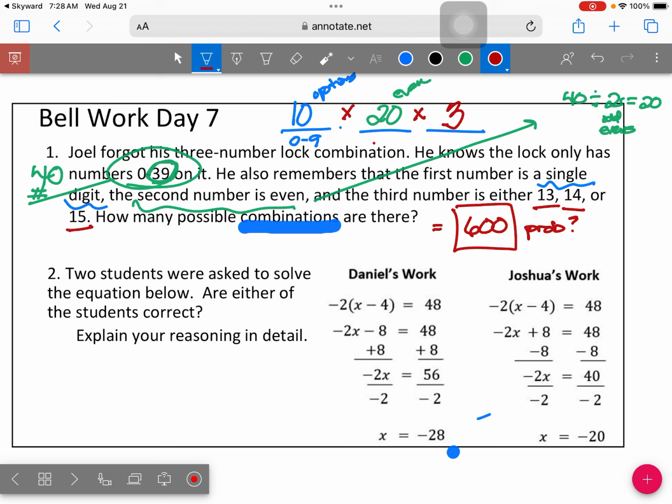Oops, not that one. Not that one. What page is that for you guys? Page 8. Thank you.